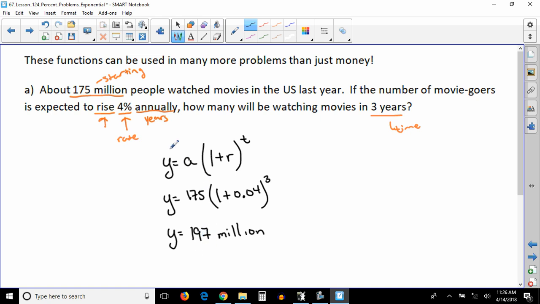Now, the nice thing is you didn't have to do the first year, you didn't have to do the second year, and then you didn't do the third year. You just typed this into your formula, and it gave you that answer. So that is the nice thing about a formula. It lets you go directly to what you need to go to. All right?